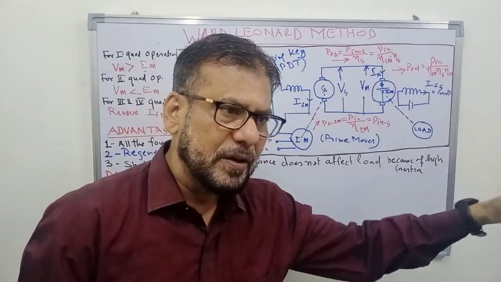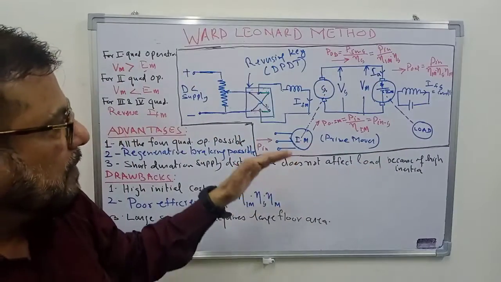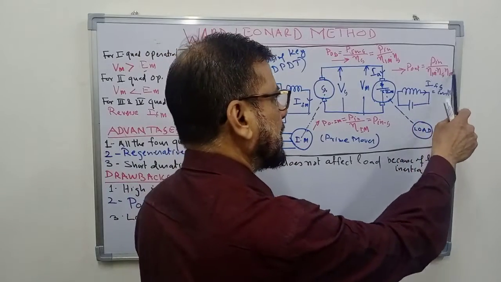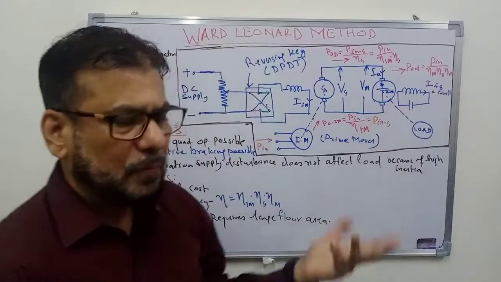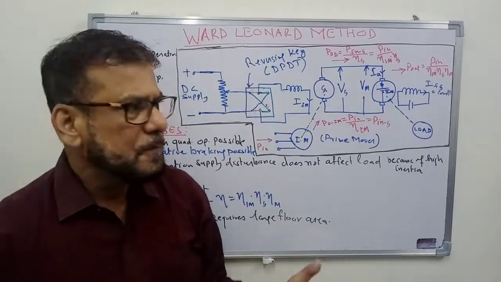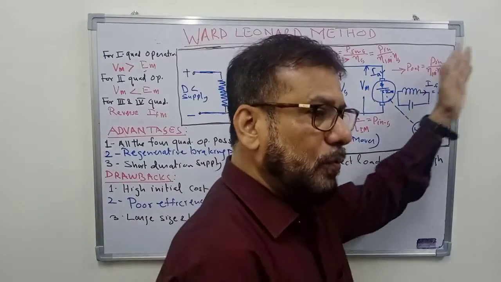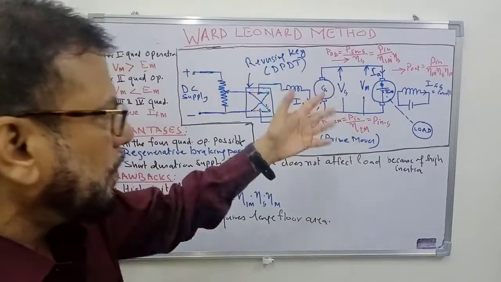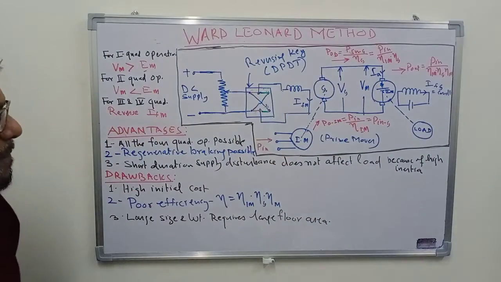So the output power will be much smaller than the input power because of poor efficiency. Suppose the efficiency of each machine is 80%, so 0.8 into 0.8 into 0.8. So it will be very low. So this is one of the drawbacks of this scheme.